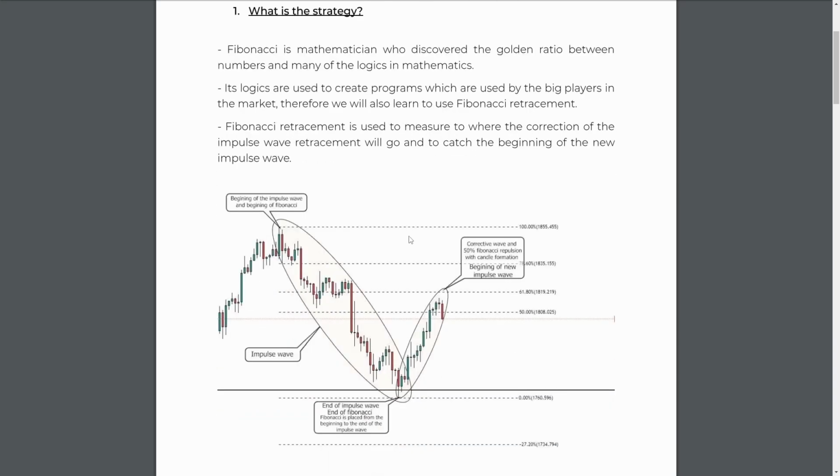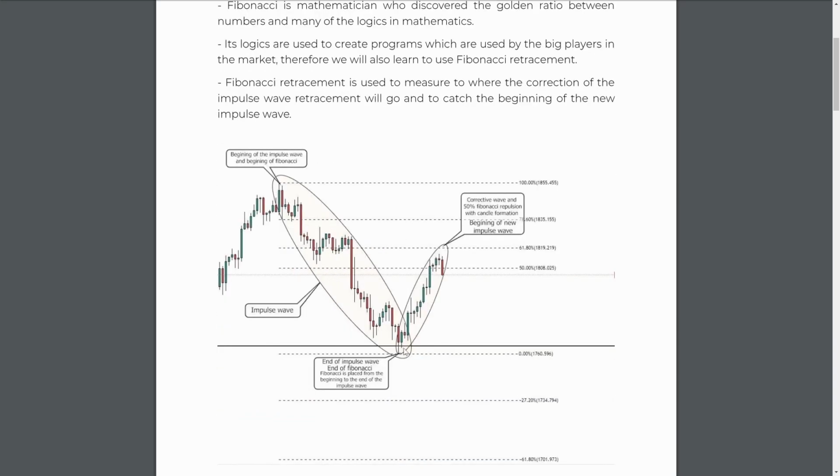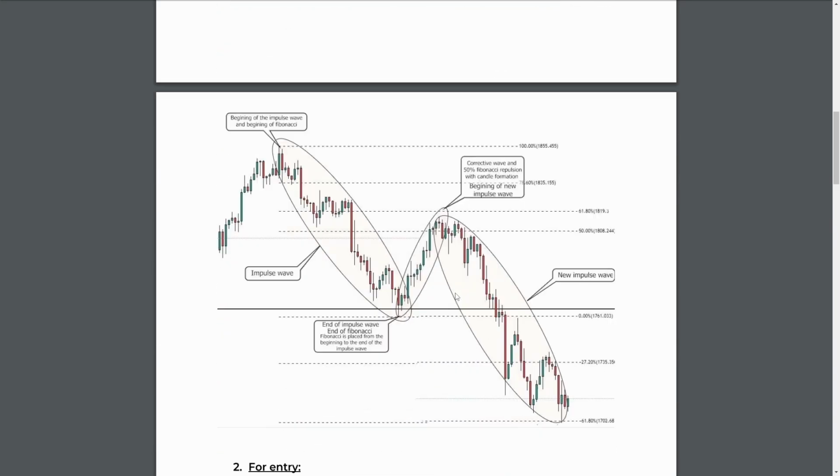After we have an impulse wave, the big players leave the market, or when they no longer influence the market as much, a correction always forms, and thanks to the Fibonacci retracement, we can precisely see how far this correction will go. So, to catch the beginning of the new impulse wave, regardless of which direction it is.